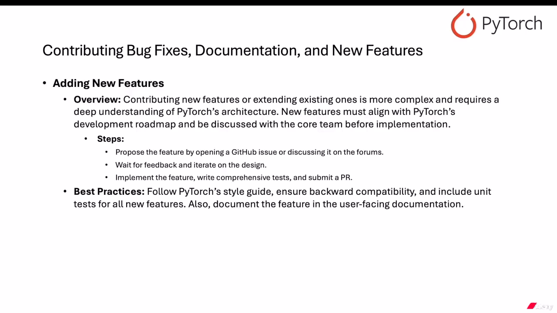Adding new features. Contributing new features or extending existing ones is more complex and requires a deep understanding of PyTorch's architecture. New features must align with PyTorch's development roadmap and be discussed with the core team before implementation. Steps: propose the feature by opening a GitHub issue or discussing it on the forums. Wait for feedback and iterate on the design. Implement the feature, write comprehensive tests, and submit a PR.